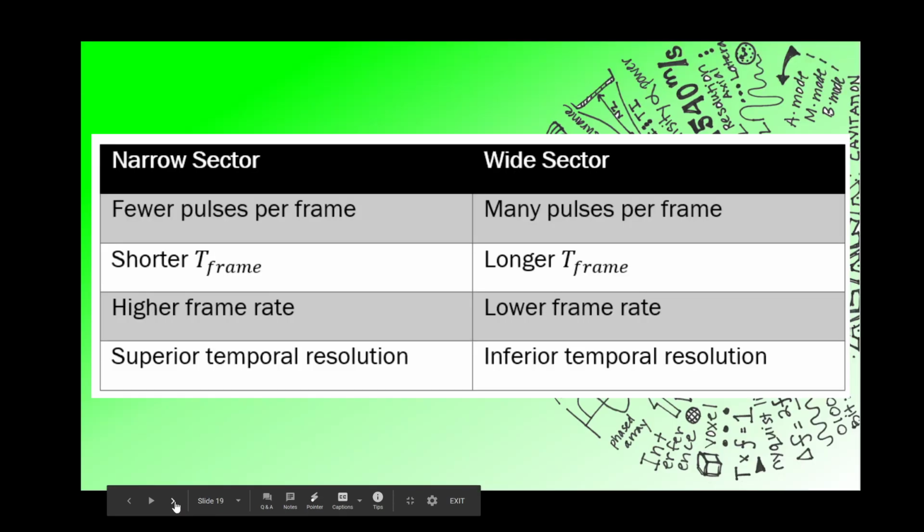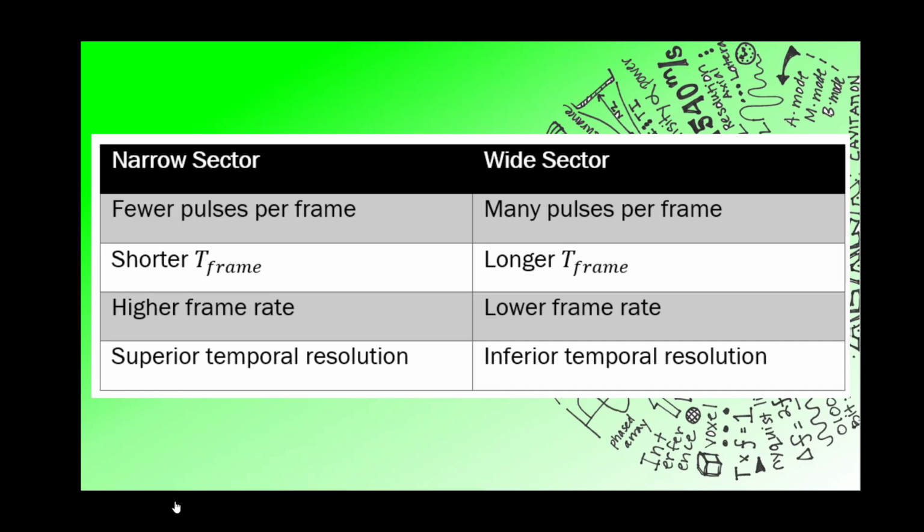So again, a nice little chart kind of describing everything that we've talked about. Narrow sectors are going to have fewer pulses per frame. Because of the lower pulses per frame, they are going to have shorter T-frames, which results in higher frame rate and better temporal resolution. Narrow sectors, though, don't allow us to see as much anatomy.